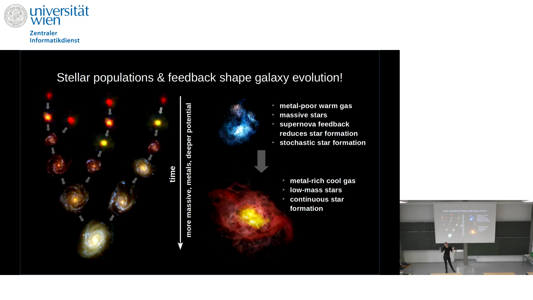So basically, we go from a metal poor galaxy, dominated by massive stars and supernova feedback, that has only what we call stochastic star formation.